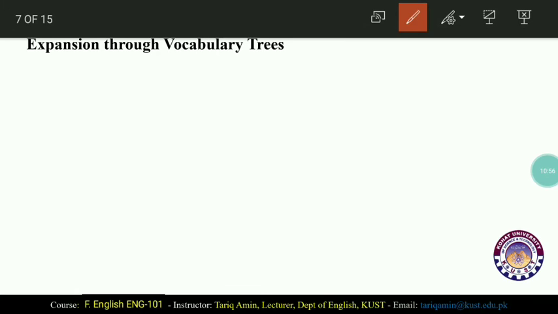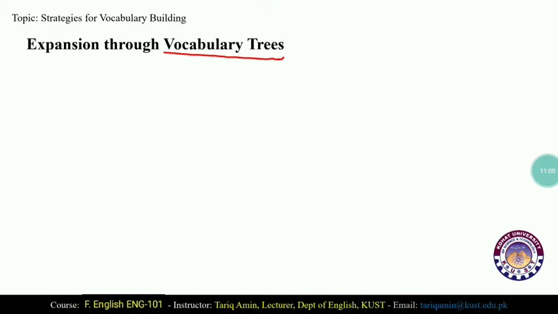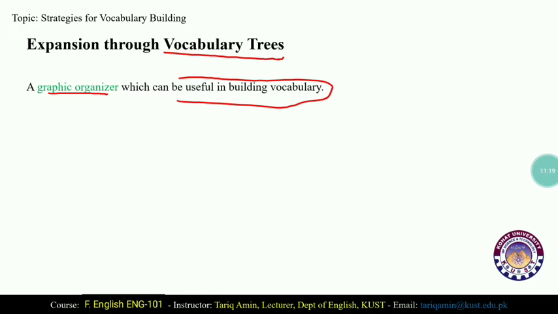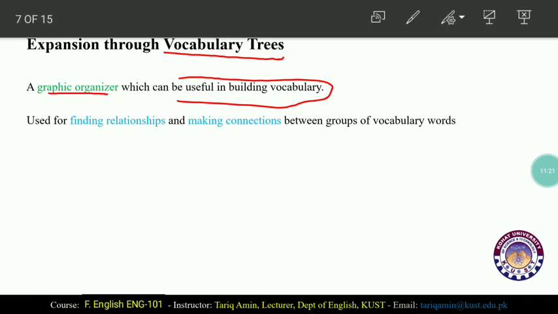Okay, the next strategy is teaching through vocabulary trees. So what is a vocabulary tree? A vocabulary tree is a graphic organizer which can be useful in building vocabulary. You might have seen different vocabulary trees. It is like a tree. Let's discuss it. It is used for finding relationships and making connections between groups of vocabulary words.